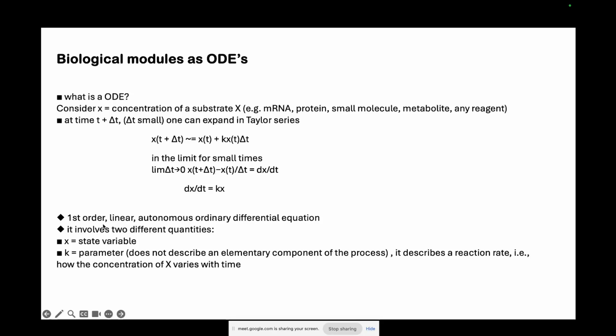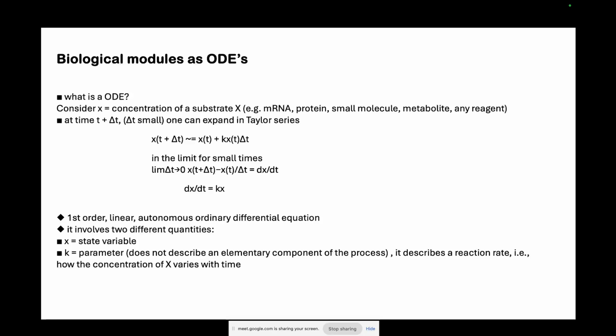As I was saying, this is a fairly simple equation. This is a first order linear autonomous ordinary differential equation. If you leave the autonomous part out, the order is denoted by the highest derivative there. Here the highest derivative is of order one because it's dx/dt. If it had been d2x/dt2, that would have been order 2. Linear because it is directly proportional to x, not x squared.